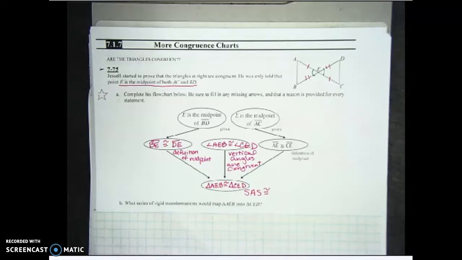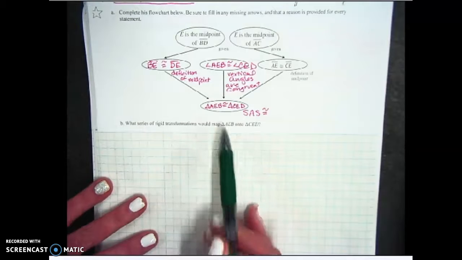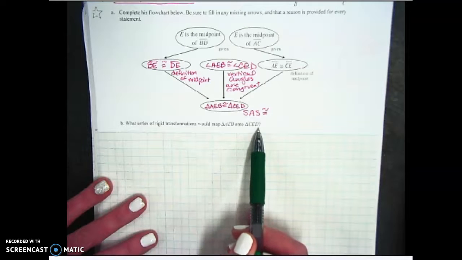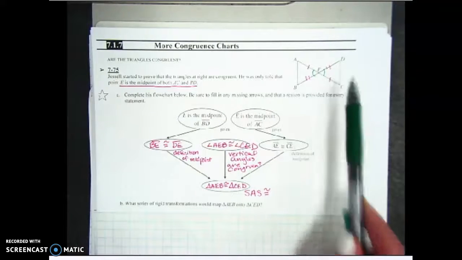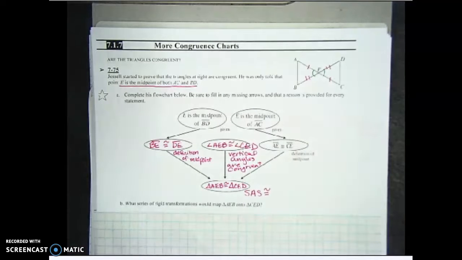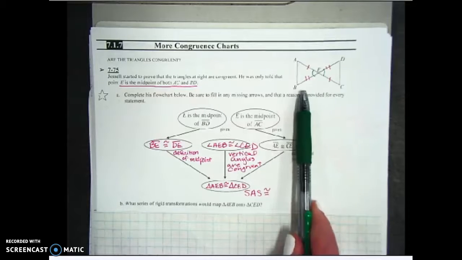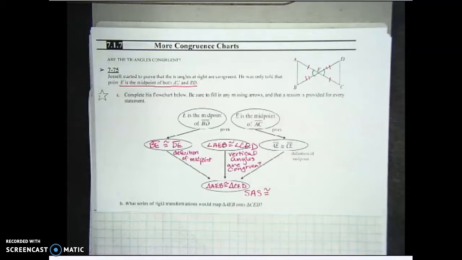Part B says, what series of rigid transformations would map triangle AEB onto triangle CED? How can we get from the triangle on the left to the triangle on the right? I'll give you a hint. It looks like one thing, but it's really something else. Anybody think they know? From here to here. Dennis?